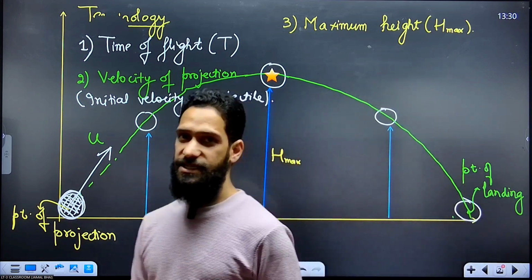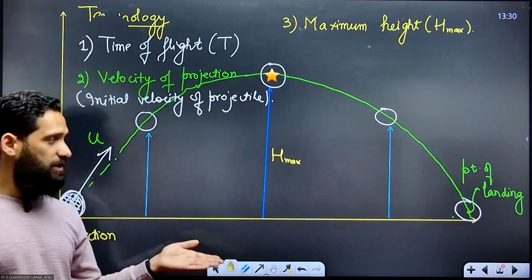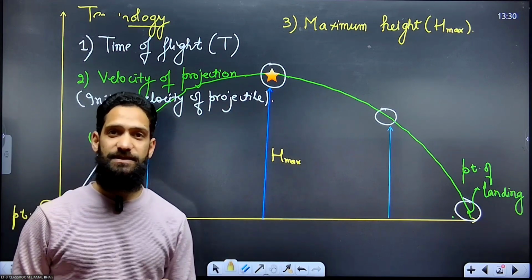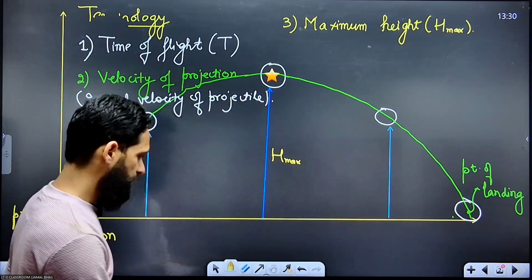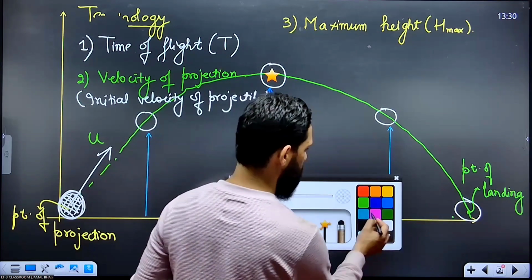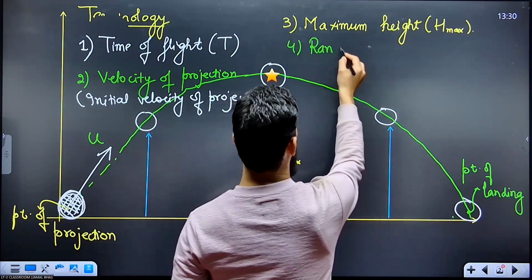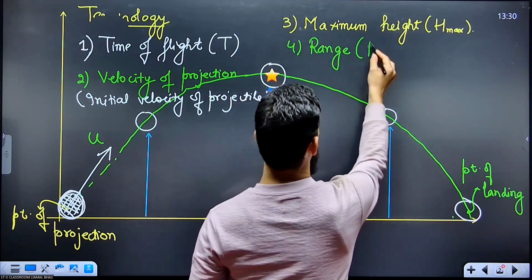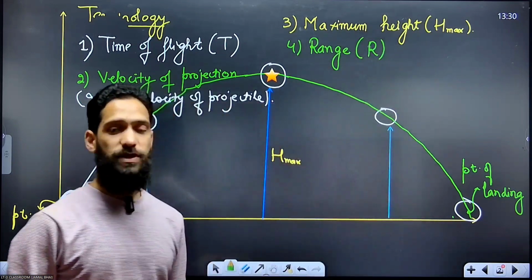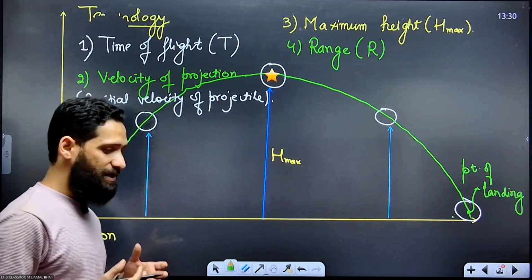And this height of the body from the ground is called the maximum height of the projectile. Now, one more term which is associated here is called the range of the projectile, and we represent it with capital R. Now, what is the range?